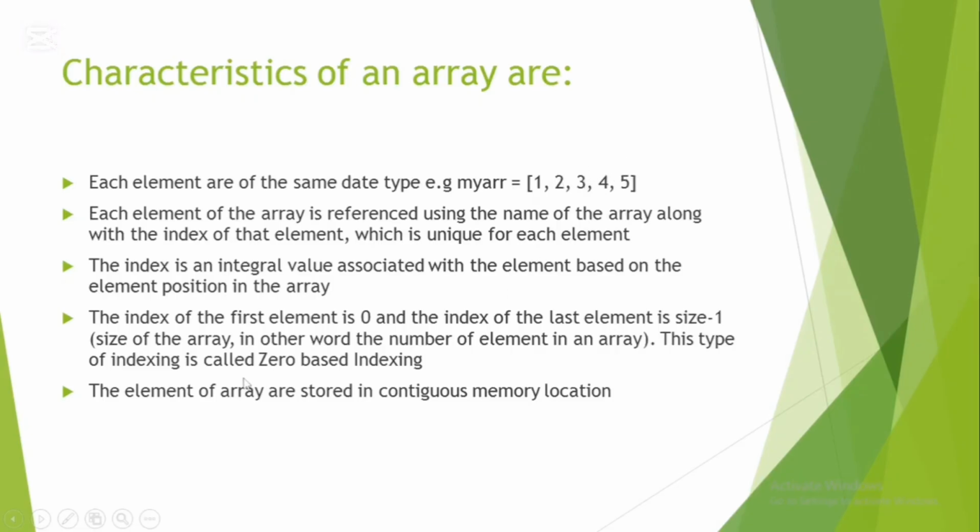So this type of index is called zero-based indexing. This is what we call zero-based indexing. The elements of an array are stored in contiguous memory locations. We will get to understand what we mean by contiguous memory location as we go on.